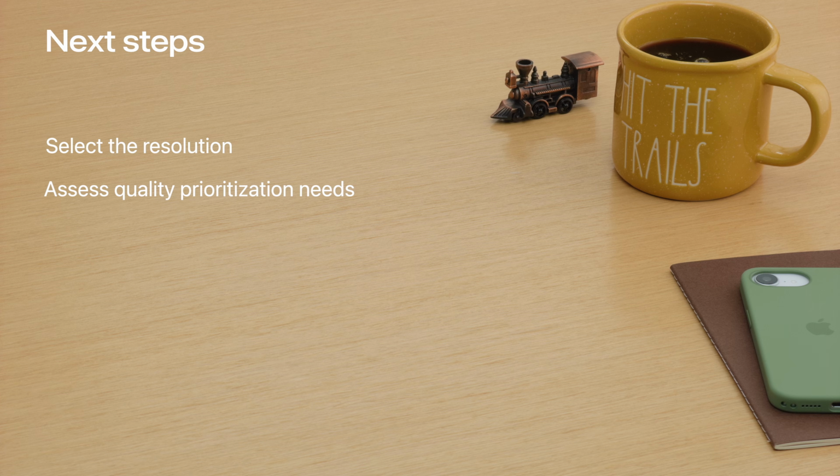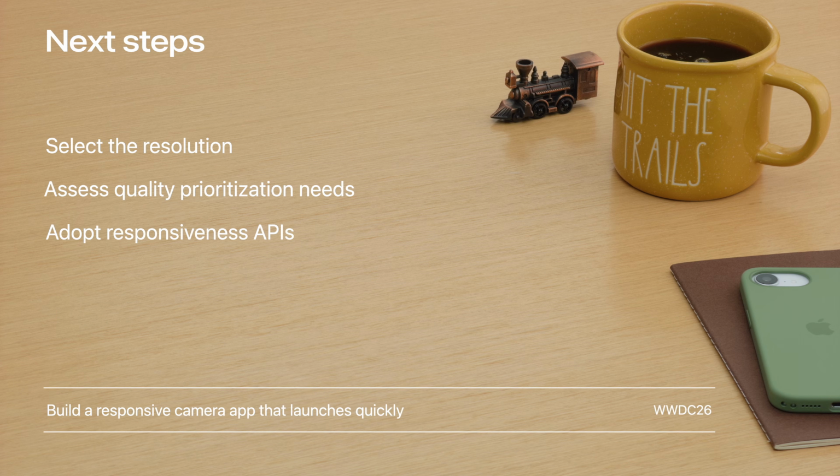And if you need the highest quality captures, turn on deferred processing and responsive captures. Without them, each photo blocks the next. And people using your app might miss the moment they can't get back. To further optimize your camera app, watch "Build a Responsive Camera App that launches quickly" from WWDC 2026. Build a camera experience that's fast when it needs to be, and uncompromising on quality when it matters. Thanks for watching.